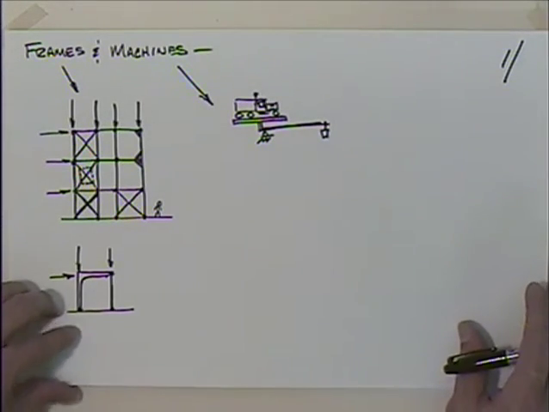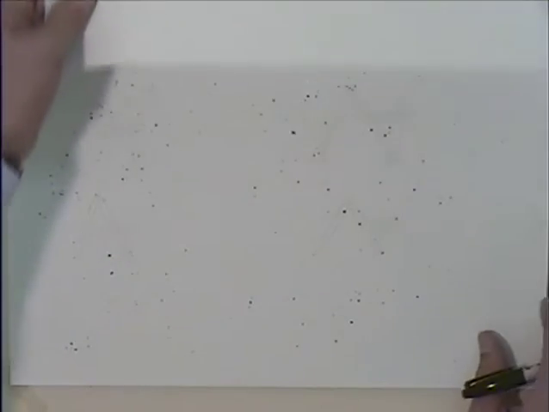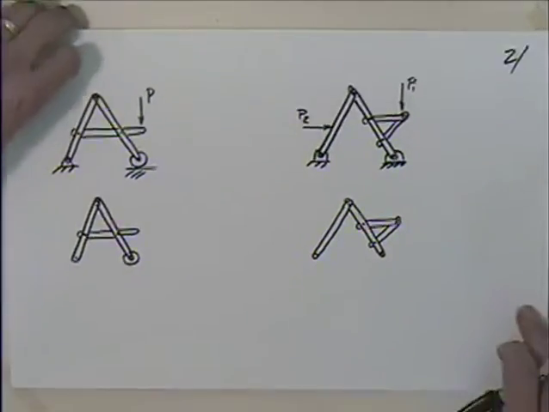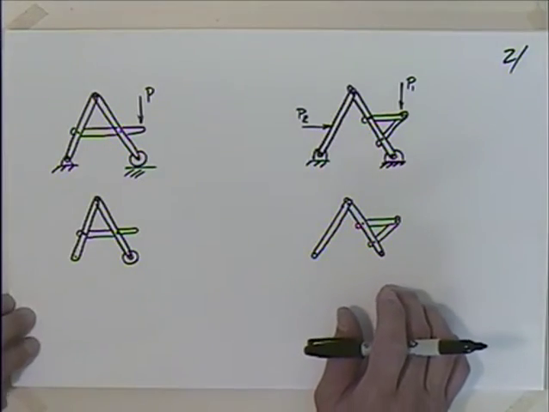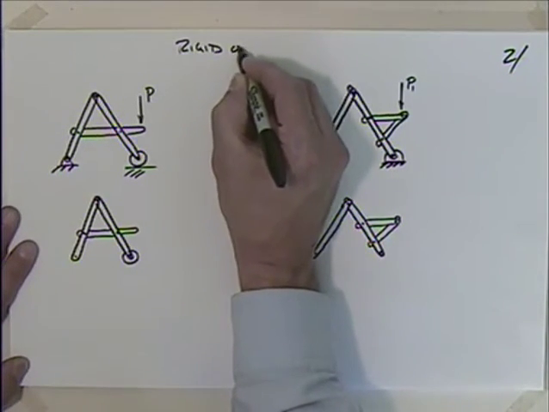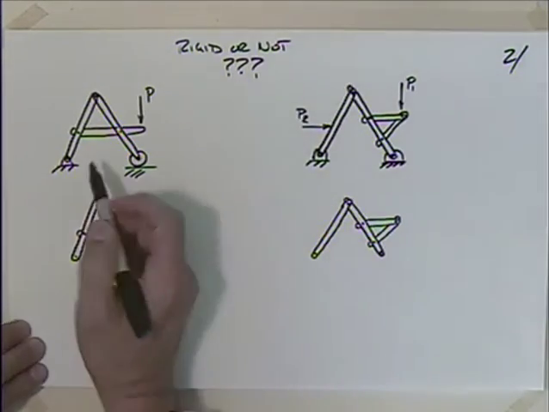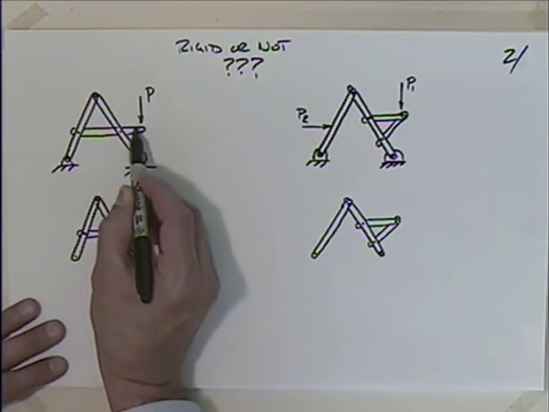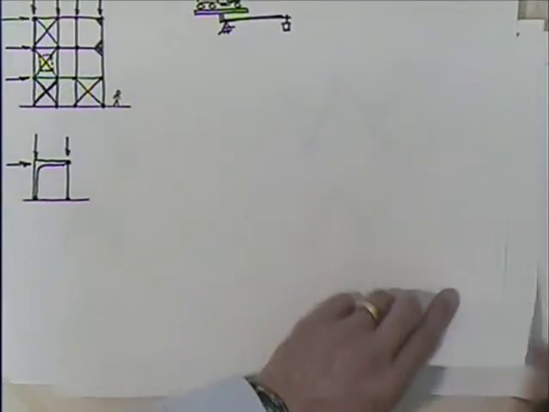Well, in analyzing these frames or machines, we want to ask the question, are they rigid or are they not rigid? So if we move to this page, page number 2 here, we ask the question, is it rigid or not rigid? Okay, is it rigid or not? So if I look at something like this, it's kind of an A-frame here, and well, maybe I'd better back up. I jumped to this a little bit early.